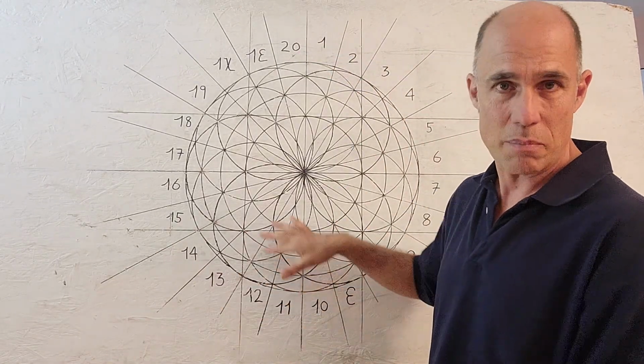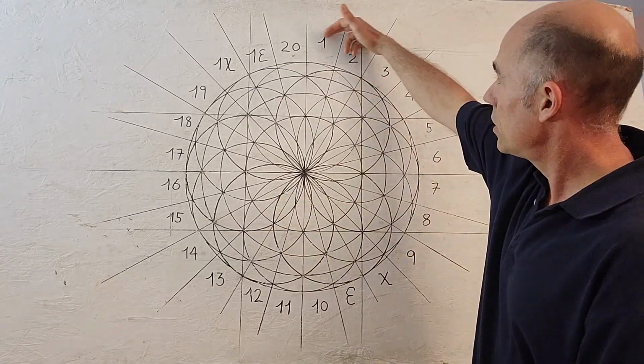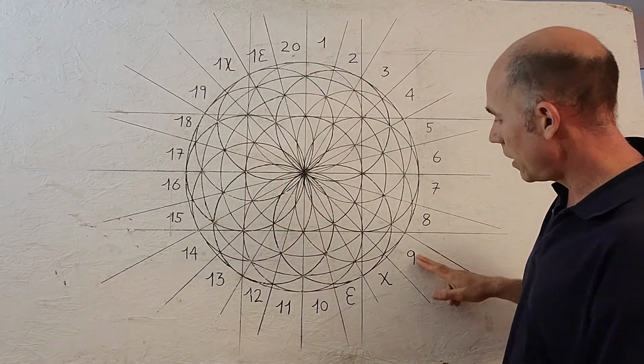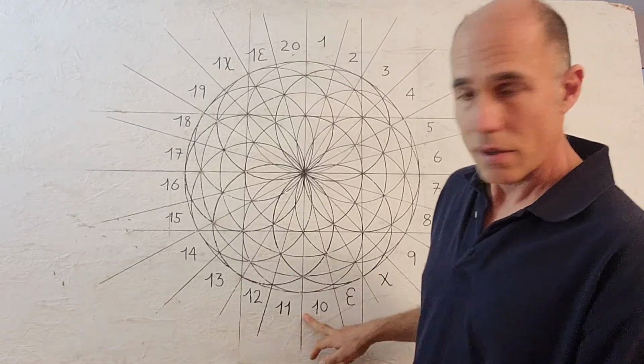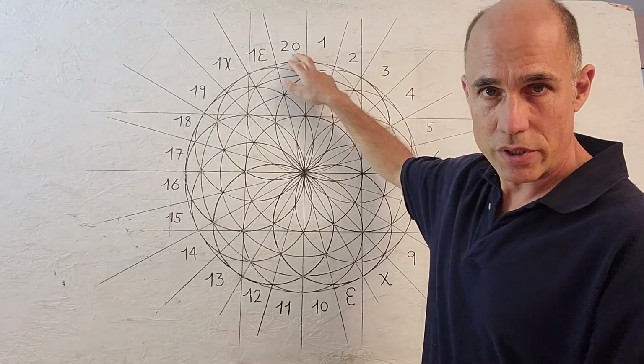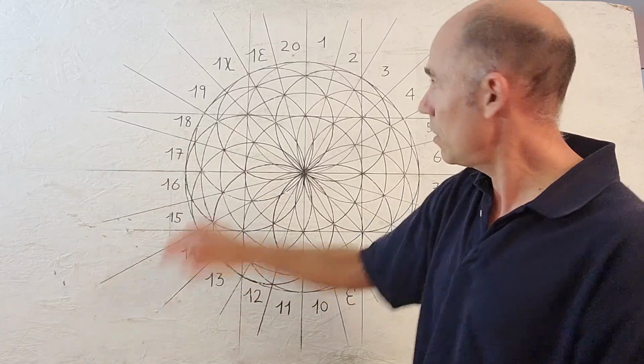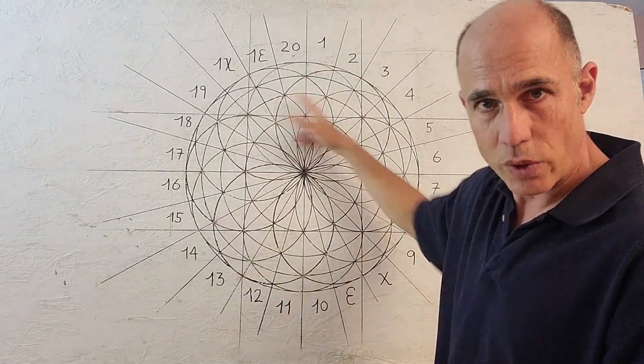and I've done it in base 12. So you can see 1, 2, 3, 4, 5, 6, 7, 8, 9. Then we have these two extra symbols, and then a 10, and then it continues on to 20. And if we were in base 10, this would be 12 and then 24.